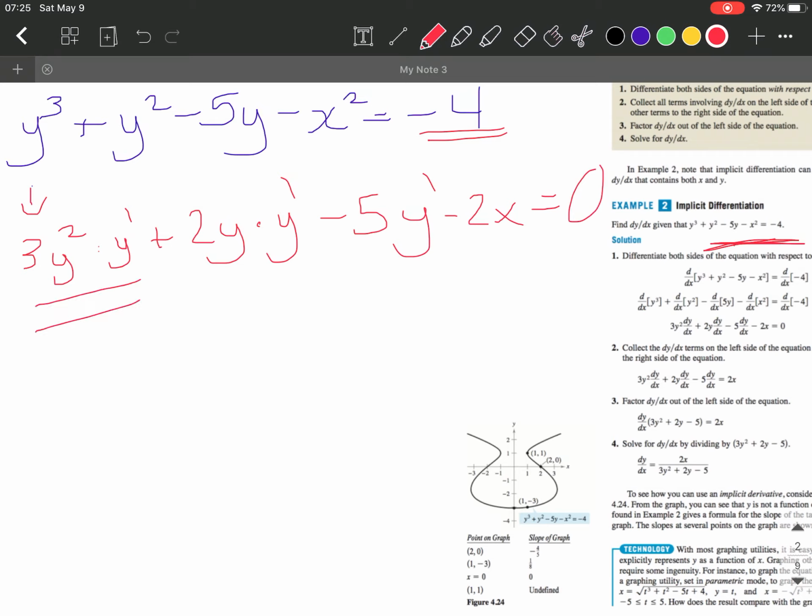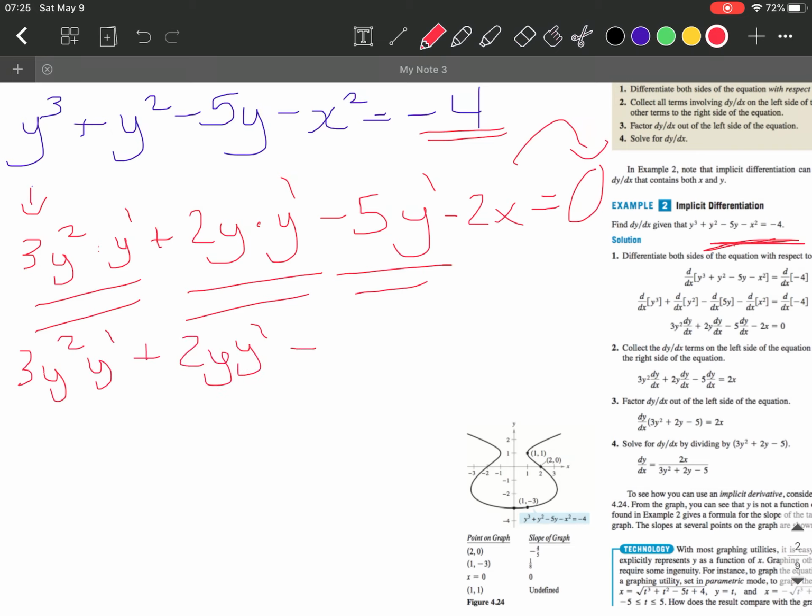The next step is on the left side to group all the terms that have y prime, and anything that doesn't have y prime, take it over to the right side. 3y squared y prime plus 2y y prime minus 5y prime. And then when you're done grouping them on one side of the equation, you're going to take out that y prime as a greatest common factor.